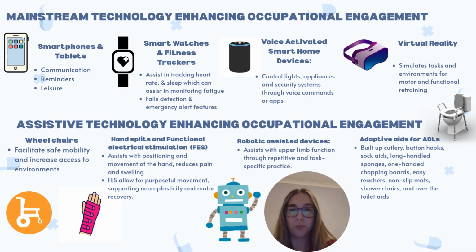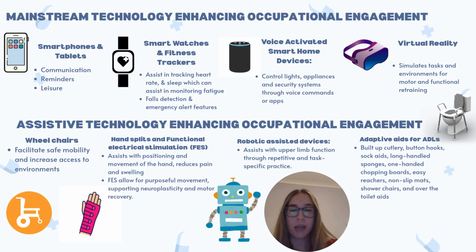in the community. Voice-activated smart home devices such as Alexa or Google Home allow individuals with mobility impairments to control lights, appliances, and security systems through voice commands or apps, which as well enhances independence in household management and fosters autonomy.